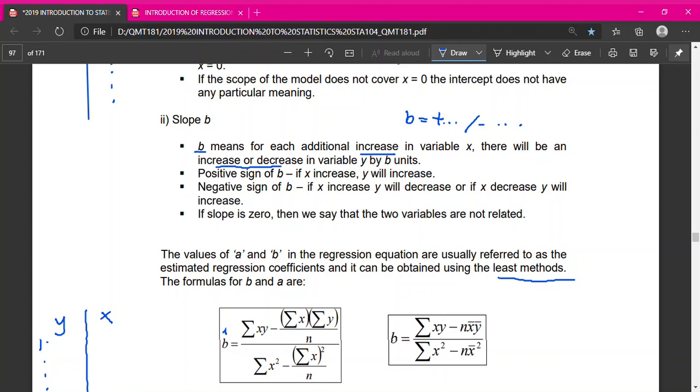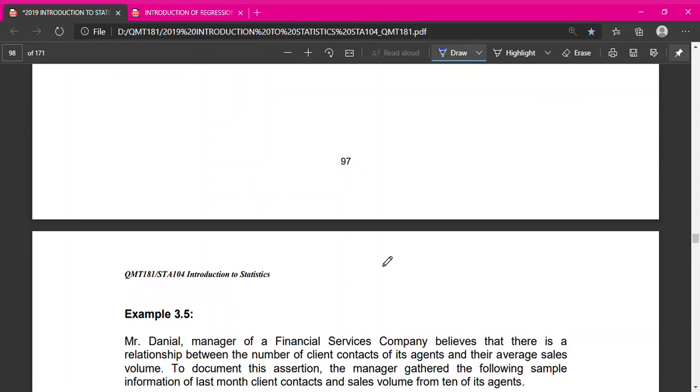Bila kalau value B tu negative, if X increase, Y will decrease, ataupun if X decrease, Y will increase. If slope is 0, then we say that the two variables are not related. Kalau slope you kosong, value of B ni 0, bukan 0 point something tau, 0 terus. Value dia 0. So we can say that there is no relationship between the X dan Y. Ataupun we can say that the two variables are not related. Okay, so let's see the example.